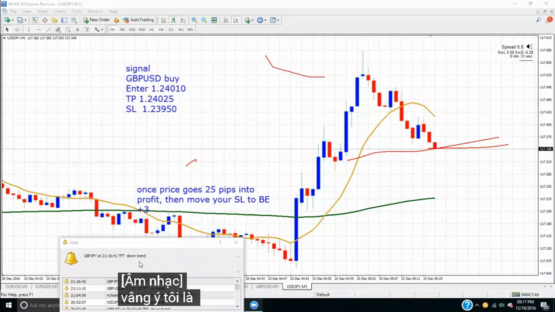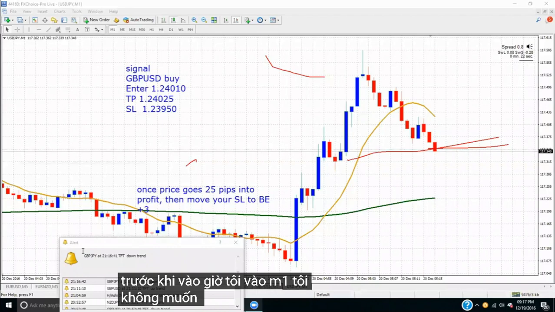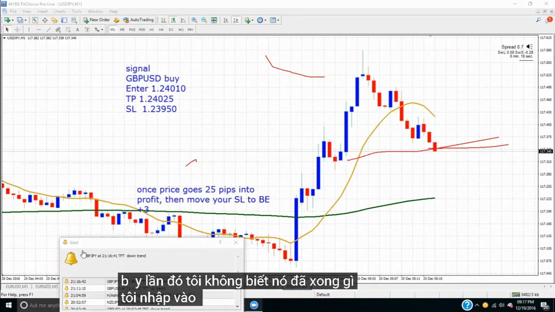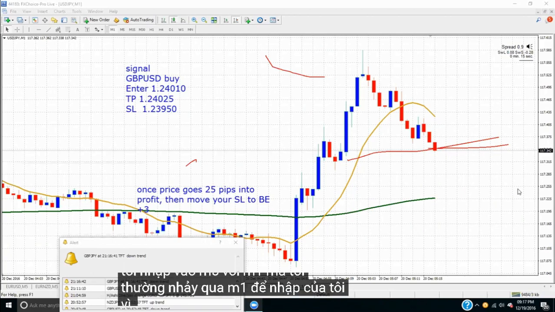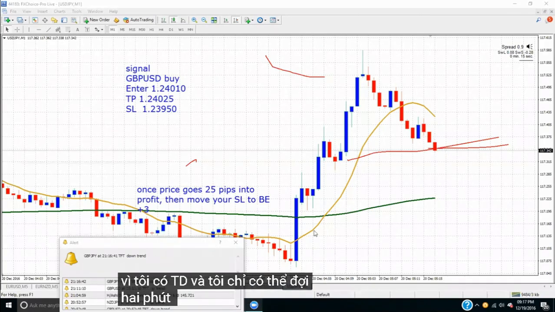No matter what time frame, we always wait for 2 candles before entering. No, I go to the M1. I don't want to wait 30 minutes to enter. By that time, I don't know what it's done. I either enter on the M5 or the M1, but I usually jump over on the M1 for my entry because I have ADD and I can only wait 2 minutes.